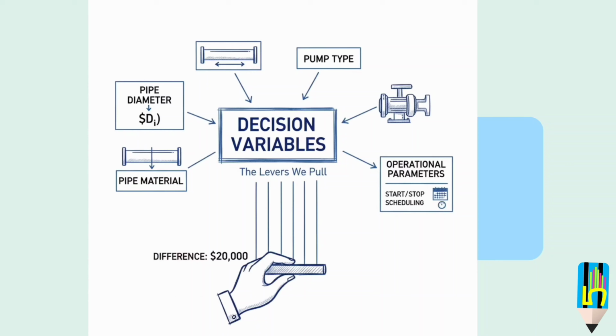For now, we can say that the decision variables are the things that we have the power to change. For example, in our common water distribution problem, this can be the pipe diameter, or if we have a pump, then we can choose what kind of pump we are going to use, or if it's about operational parameters, then we can schedule things like start, stop, or the times, number of times. So these are the levers that we will be pulling from time to time to change our outcomes. So these are decision variables.